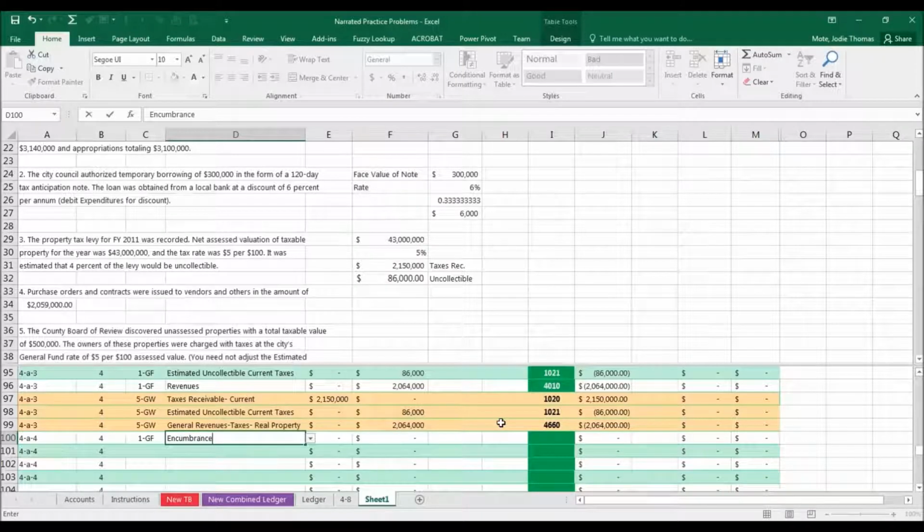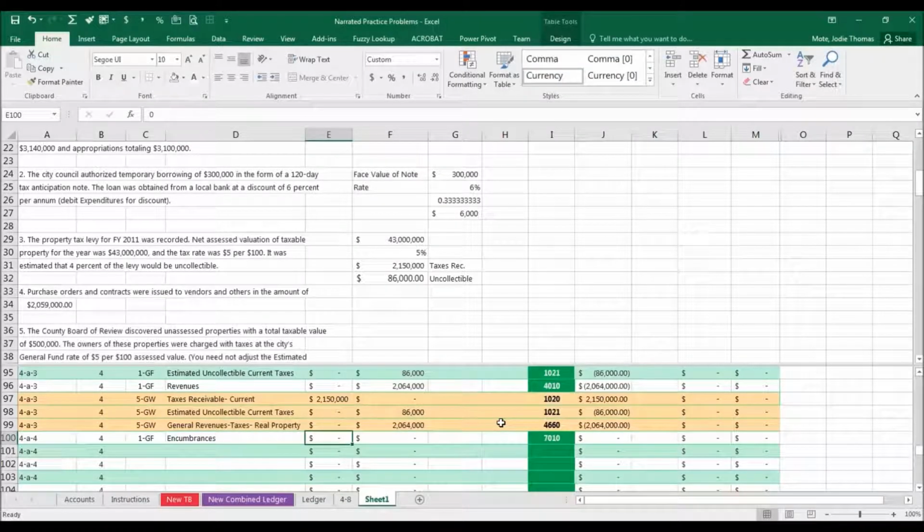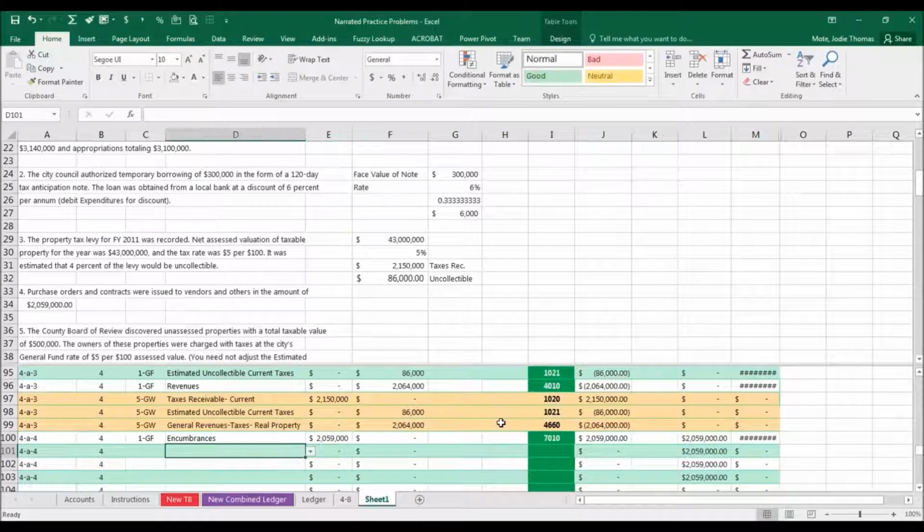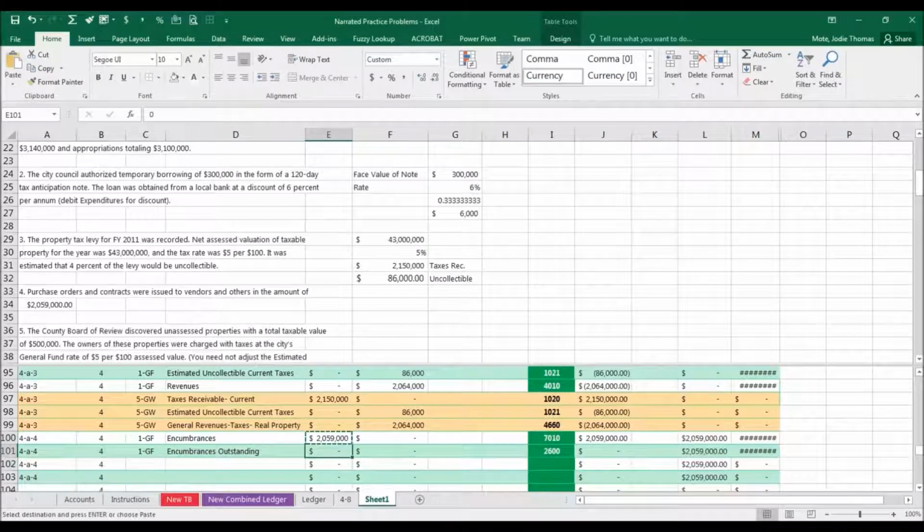And when you're talking about encumbrances, you're talking about placeholders in the budget, because these are budgetary accounts. So, as we discussed in the previous module, you are debiting encumbrances, you're crediting encumbrances outstanding for the same amount, because again, you've only issued the purchase orders, awarded contracts. You have not yet received any invoices for those.